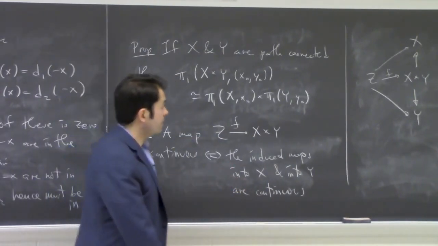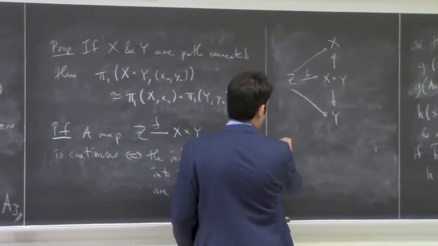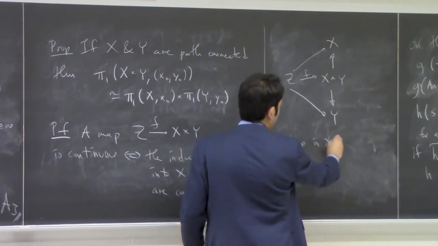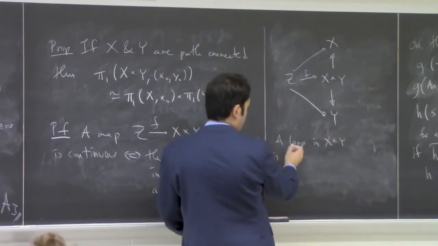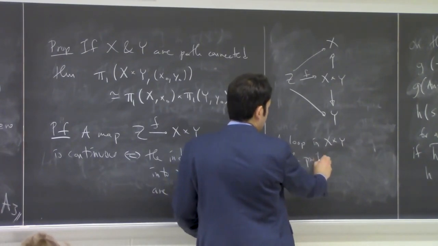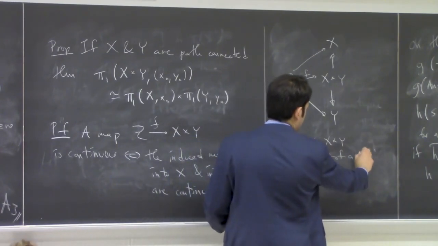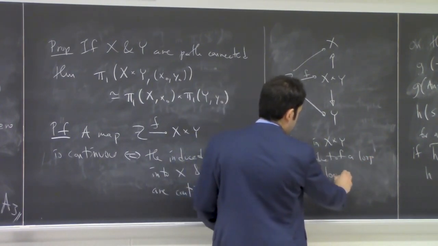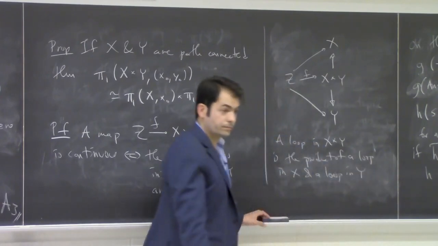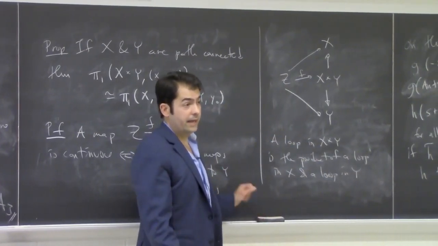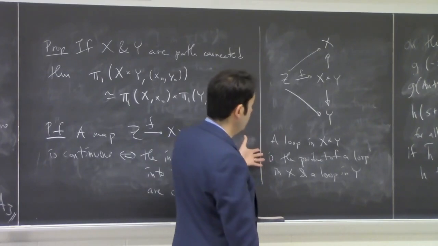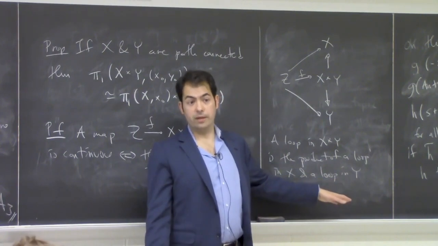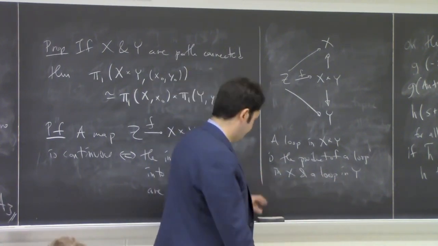Right? Well, okay, great. So that means that a loop in X times Y is just the product of a loop in X and a loop in Y. Right? And a homotopy in X times Y is just a product of a homotopy in X and a homotopy in Y. Right?